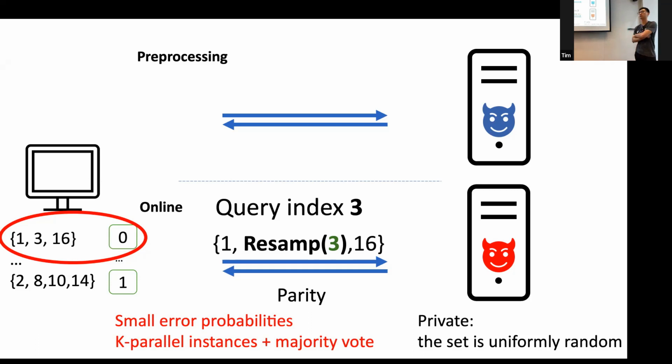Oh, we are not resampling the whole set. Resample 3 just means we resample that particular point. We throw a coin with Bernoulli distribution: with probability 1 over square root n, we keep 3 in the set. Otherwise, we delete 3. So basically, this set will always be a subset of your local set. You're not resampling the database. You're only resampling the decision whether you want to send it to the server or not.